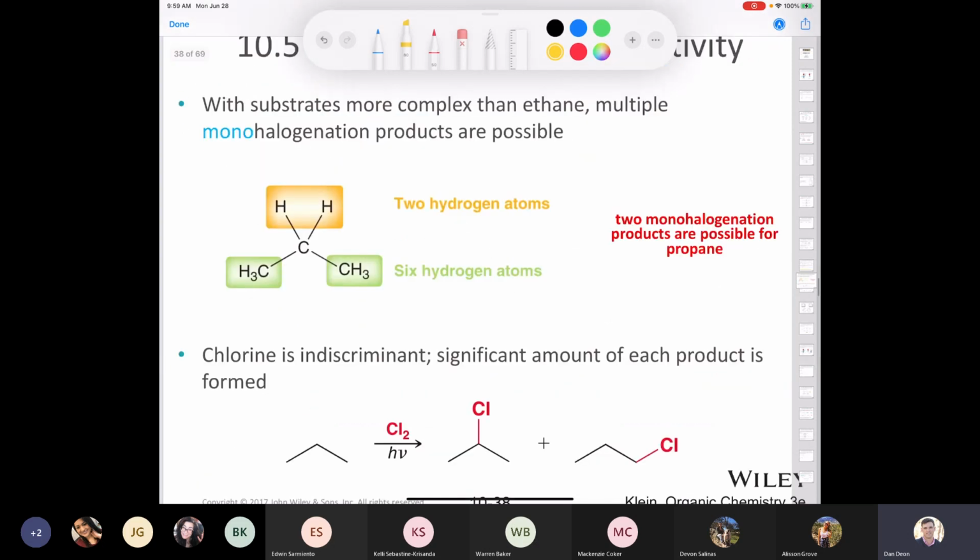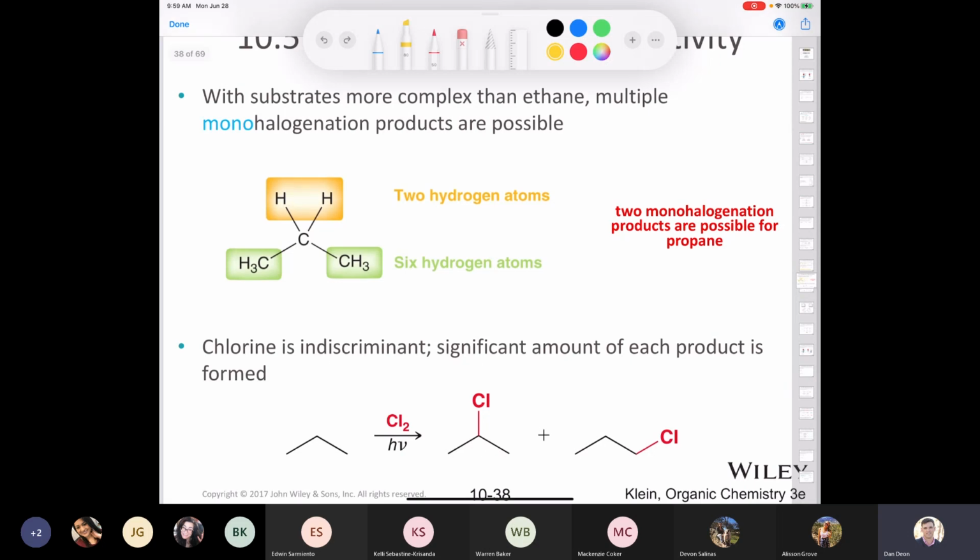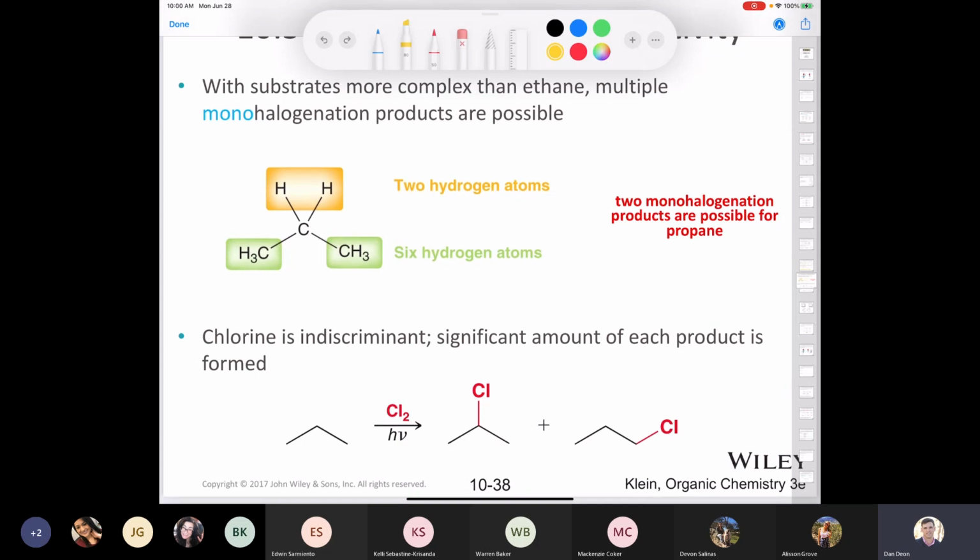Let's say you have propane. This is just a propane molecule, CH3, CH2, CH3. How many types of protons are there in propane? There's two types. There's the two hydrogen atoms that are highlighted in orange, those are in the methylene. And then you have 6 hydrogen atoms on the 2 methyl groups. If you wanted to do a monohalogenation, whether it was chlorination or bromination, in terms of statistics, you have 3 times the amount of hydrogens on the methyl groups than on the methylenes. The ratio is 6 to 2, which is the same as 3 to 1, or 75 to 25.